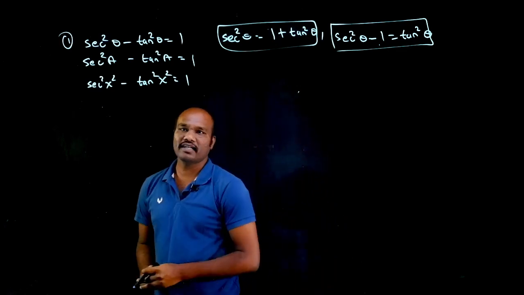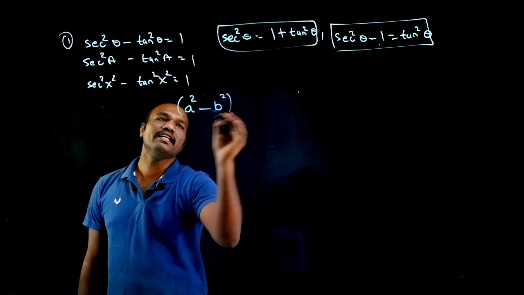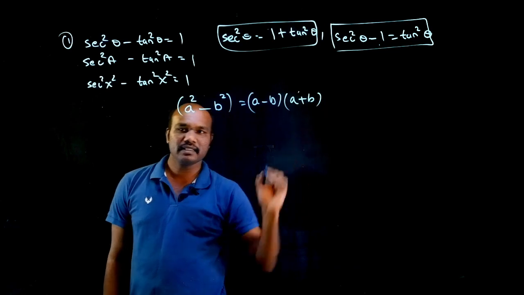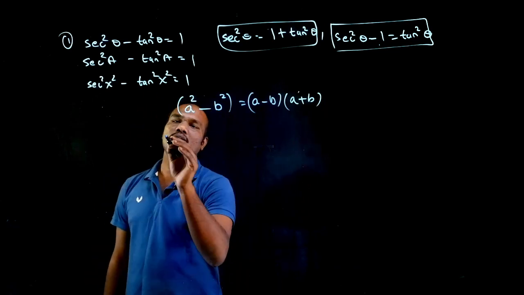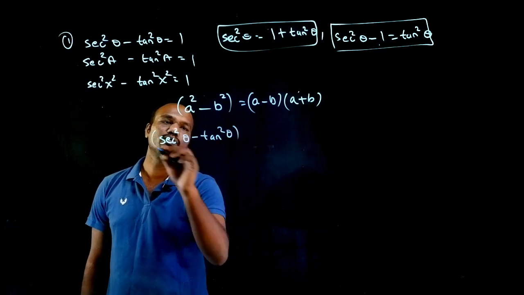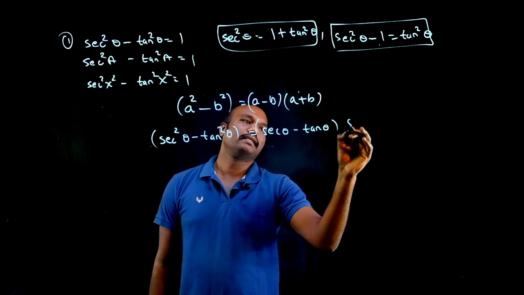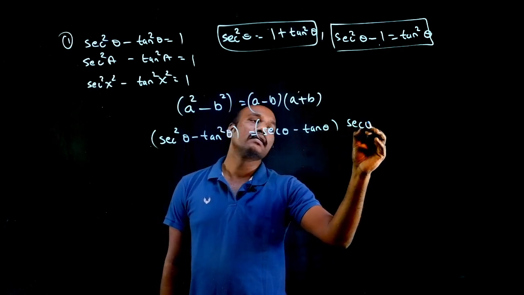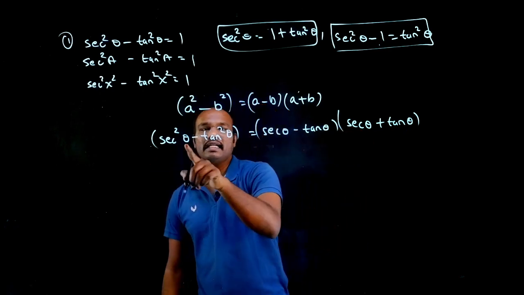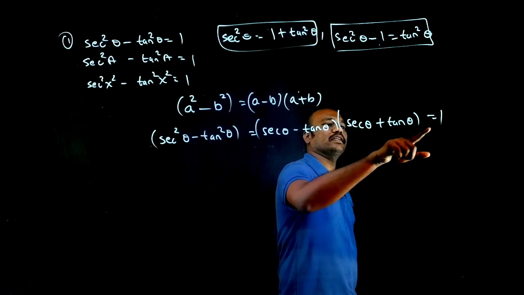Now see here how the questions are asked. What do we know? A square minus B square is what? A minus B into A plus B. Isn't it? Yes. Now, secant square theta minus tan square theta can be written as what? Secant theta minus tan theta into secant theta plus tan theta. So, secant square theta minus tan square theta is equal to 1. So, secant theta minus tan theta and secant theta plus tan theta multiply to give 1.